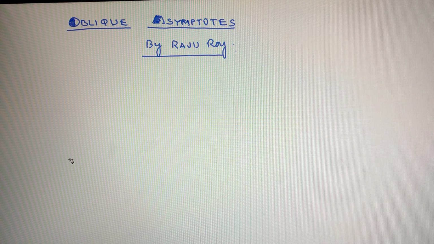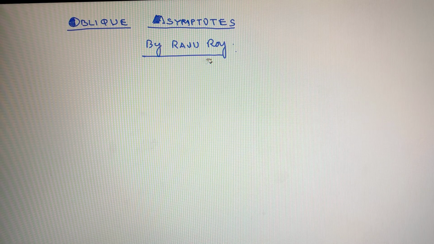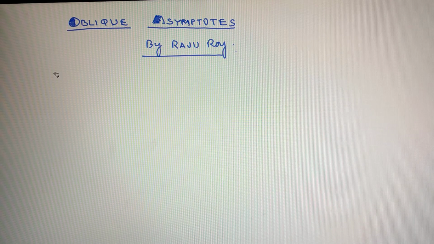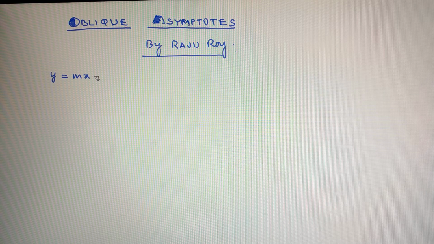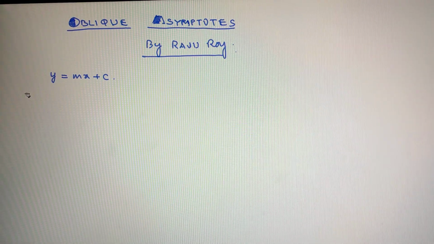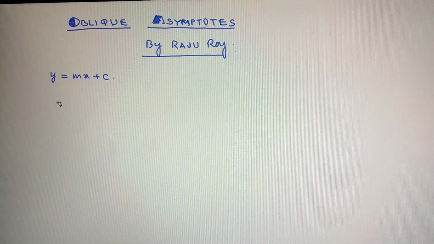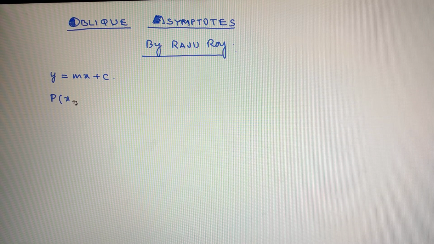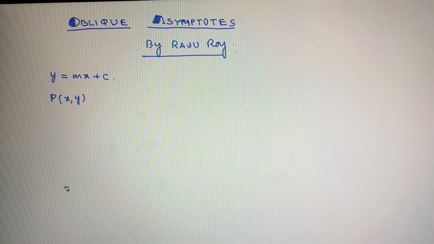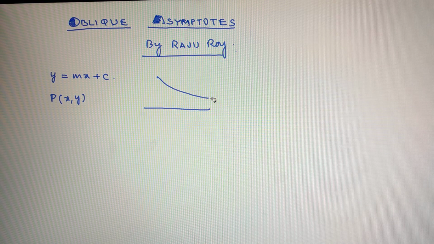Okay. So if it is an oblique asymptote, how to do this? Oblique asymptote means, let one of the asymptotes be y is equal to mx plus c. Okay. And let P be any point on the curve. So suppose this is the point, this is the asymptote, this is the curve, and I am taking this point P.